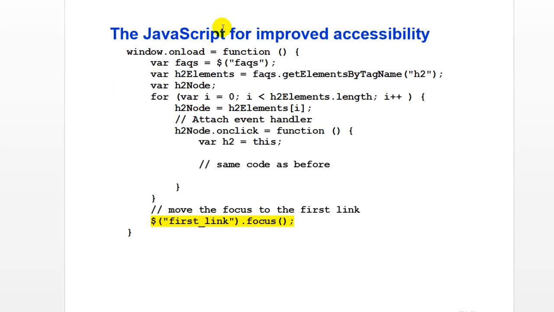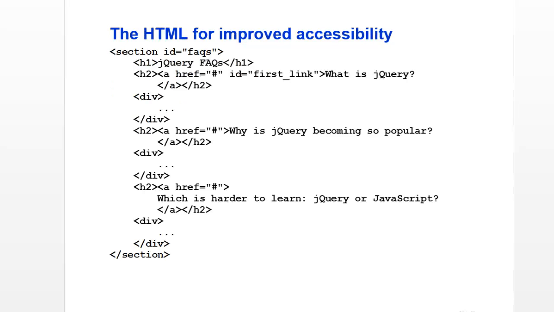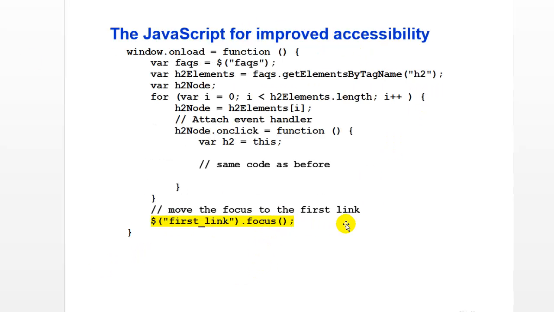So you can look at the JavaScript for this improved accessibility. They get the FAQs page, get the element by ID, the H2s. They go through and attach the event handler. So same code as before. And then move the focus to the first link, so they can start tabbing through them easily. First link is the name of the very first one. If we look at the HTML, that's what we have here. First link, that's the top one. The other ones don't have that ID. We don't need them, because the only reason we do that is so we can set the focus to the first link.